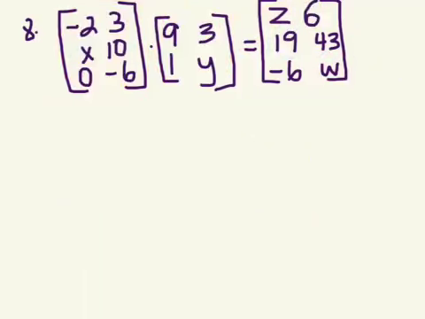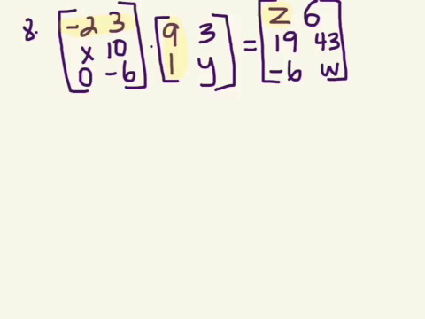This is number 8 on the SLO review, where you want to find the value of each variable. In order to do this, you're going to have to use matrix multiplication. So when you do matrix multiplication, you multiply the first row of the first matrix by the first column of the second matrix, and what that's going to equal is the first row, first column of the resultant matrix.